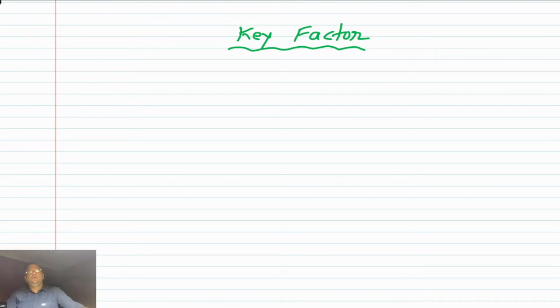डैश करके लिखिए हाउ टू अलोकेट the available key factor resources among the different products, comma, so that we can maximize the profit of the organization.